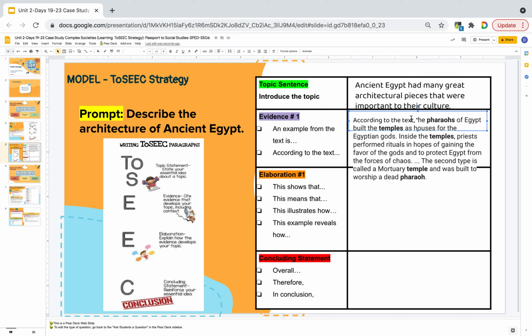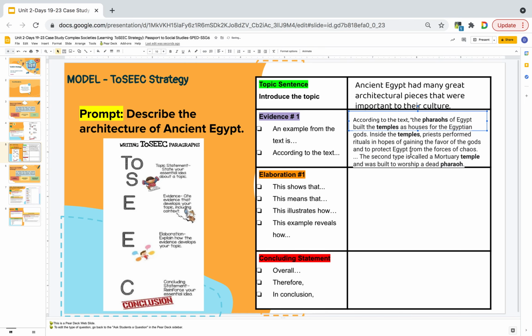So it reads, according to the text, the pharaohs of Egypt built the temples as houses for the Egyptian gods. Inside the temples, priests performed rituals in hopes of gaining the favor of the gods and to protect Egypt from the forces of chaos. The second type is called a mortuary temple and was built to worship a dead pharaoh. So here I am providing evidence that answers the prompt. I'm describing the architecture of ancient Egypt, but I'm also supporting that these pieces of architecture were important to their culture.